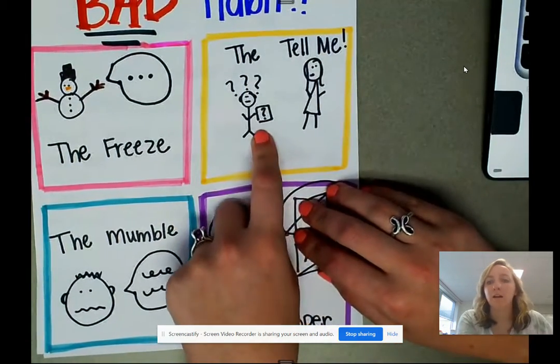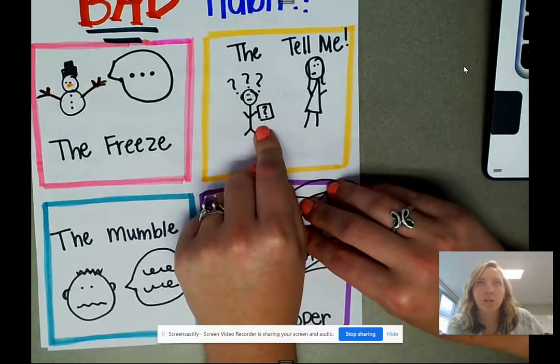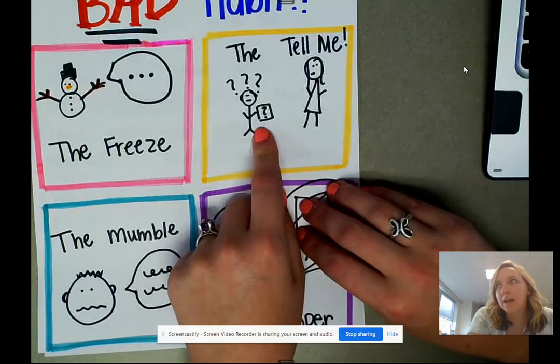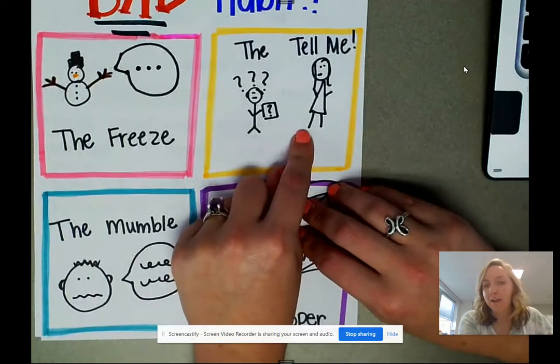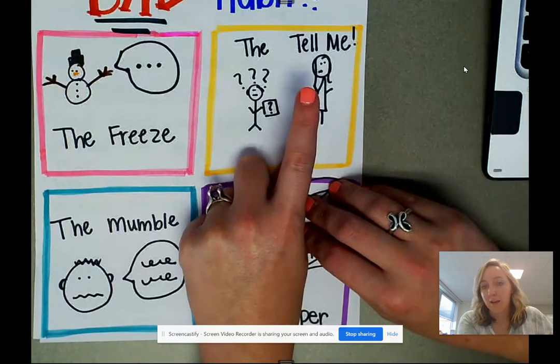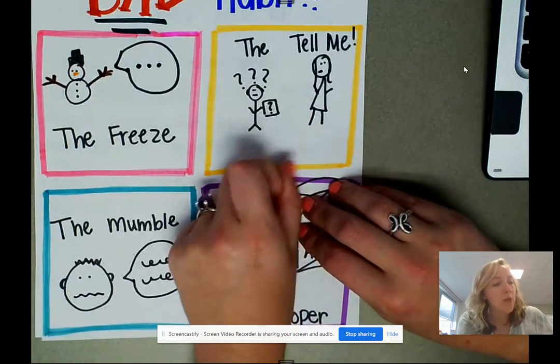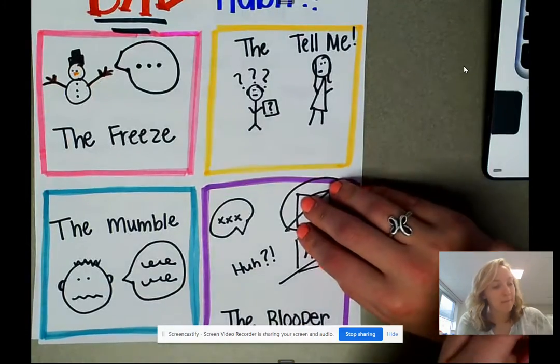The next one, the tell me. That's when you sit there and you look at the teacher or you look at your parent and you're just like, help me, tell me what this word is. And I'm not going to do that. So you have to practice to drop that bad habit.